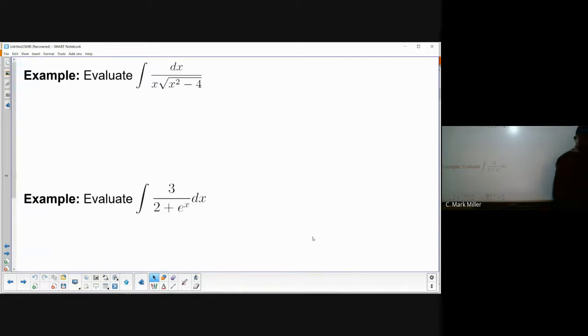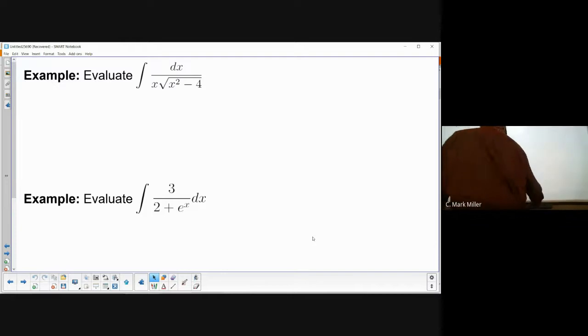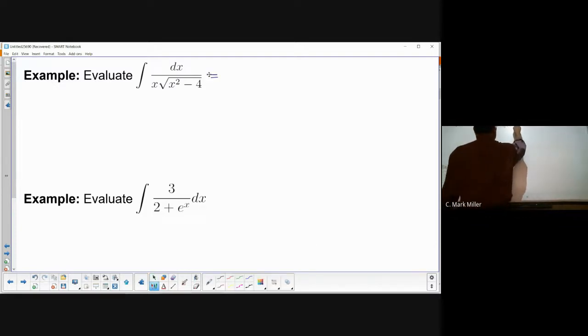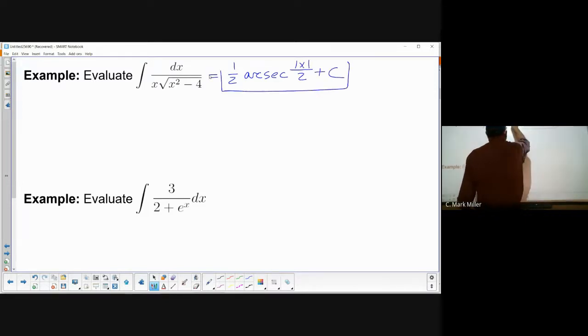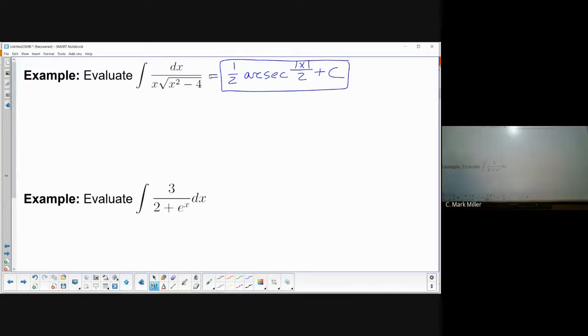So, just to put things in here quick, this will be 1 over 2 arc sec absolute value of x over 2 plus c. You know the formula? That's a happy meal. If you don't know the formula, you're going to have to recognize that it's arc sec still, or you're toast. So if you don't know the formula, you would do what?